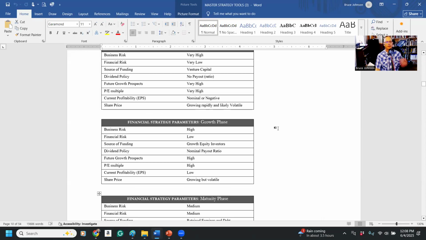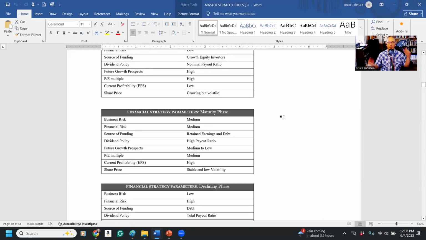All right, next we get to the mature phase of business. So usually their business risk is medium, not high. You're getting pretty good at this. You understand how to do it. Then you should have a financial risk at about medium, or the same level. Now, what does this mean? So we talked about venture capitalists. We've talked about growth investors. Now we're going to talk about institutional investors and debt.